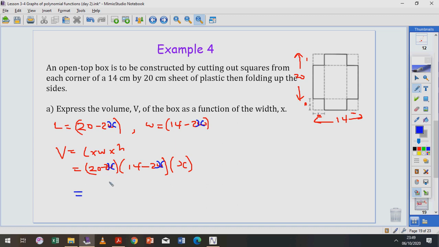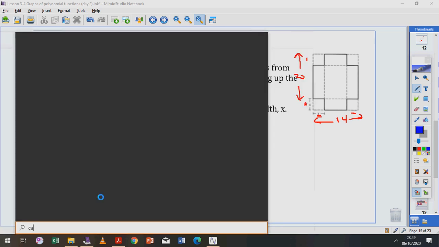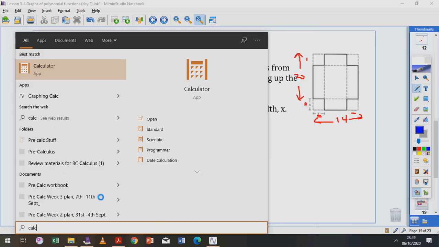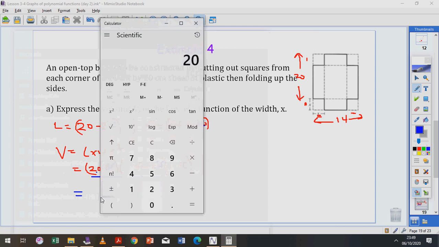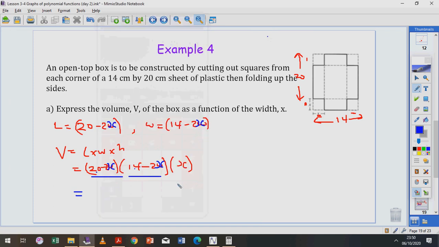Okay, so when I expand this out, let me start by expanding these two. 20 times 14, I do not know what is 20 times 14. Calculator. 20 times 14, 280. Okay, so that's 280. 20 times 2x is 40x.